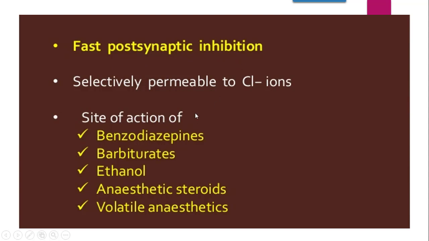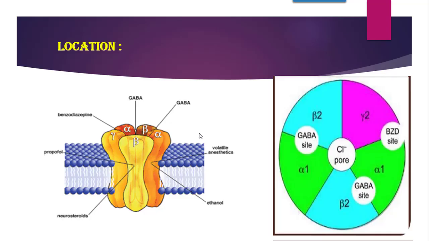So there are sites of action for the following. For example, benzodiazepines have a different site of action, barbiturates have a different site. Ethanol, anesthetic steroids as well as volatile anesthetics have sites which are located at different subunits of the receptor. So what are the subunits of the receptor? We will see now first.